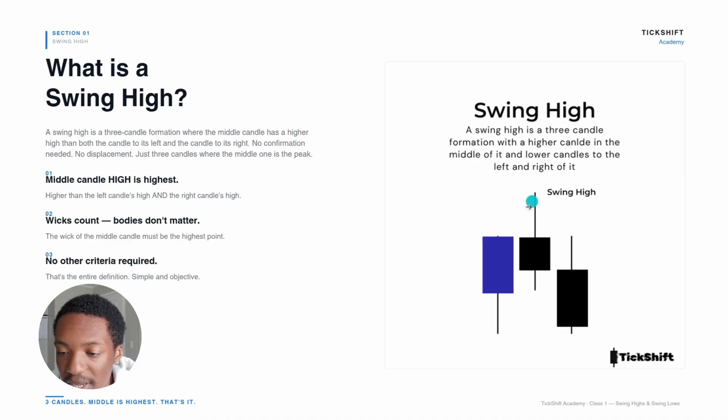So when you're looking at your 1, 2, 3 candle pattern, does the second candle have a higher high than the candle to the left and the candle to the right? And in this swing high situation, we are only looking at the candle wicks. So we want to get that highest price offered, which is this swing high here.